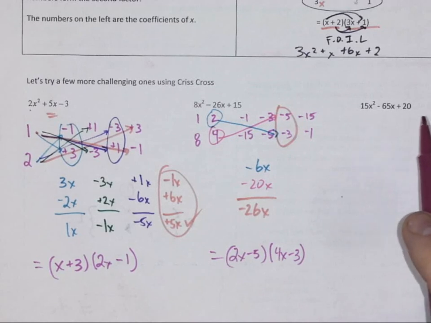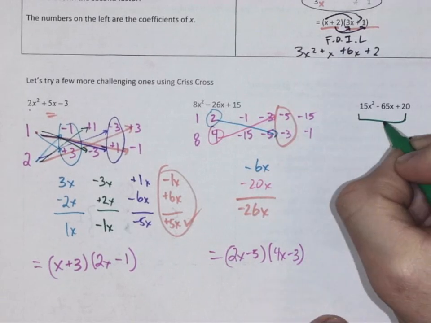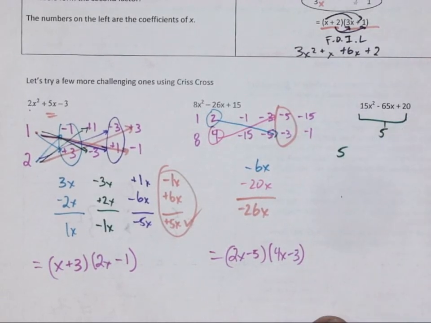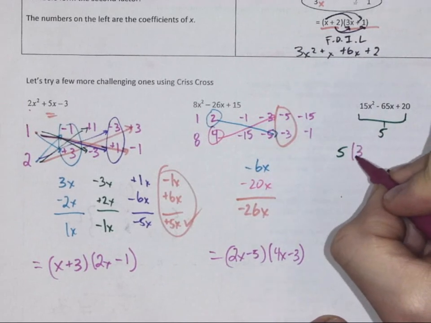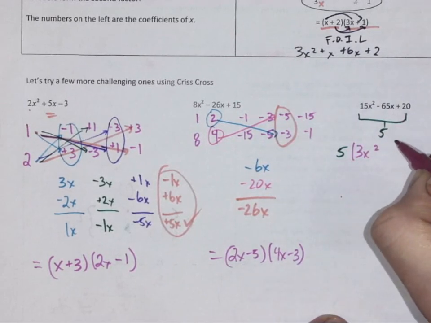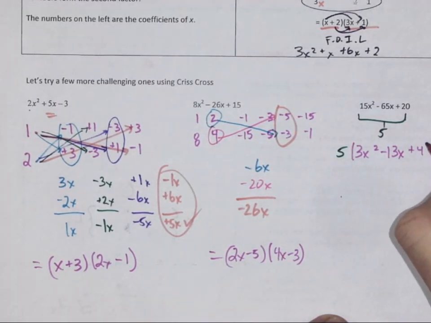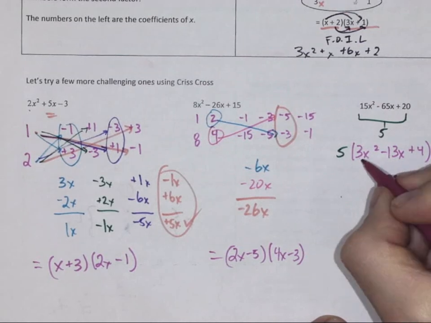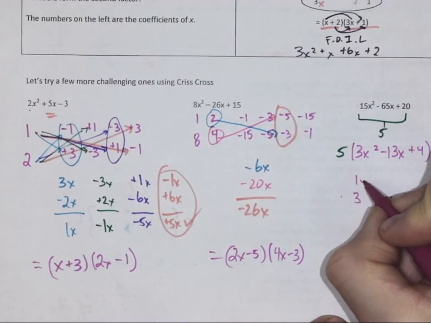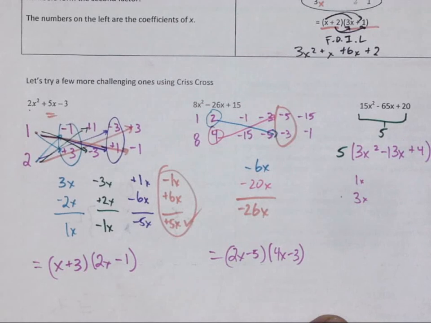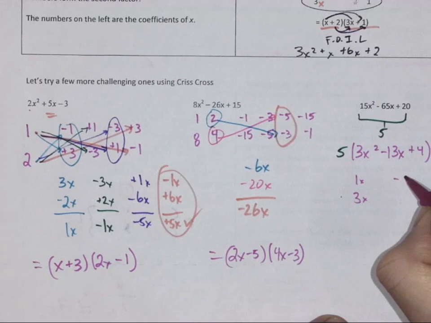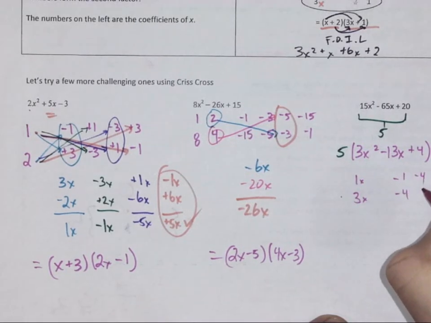Third example, first step, check for a common factor. Look at that, they're all multiples of 5. -65x divided by 5, -13, 20 divided by 5, +4. If I look at my combinations, again, I'm going to have 1 and 3. To multiply to 4, I have a negative, so I'm going to get negatives. I'm going to have -1 and -4, or -4, -1, and -2 times -2.